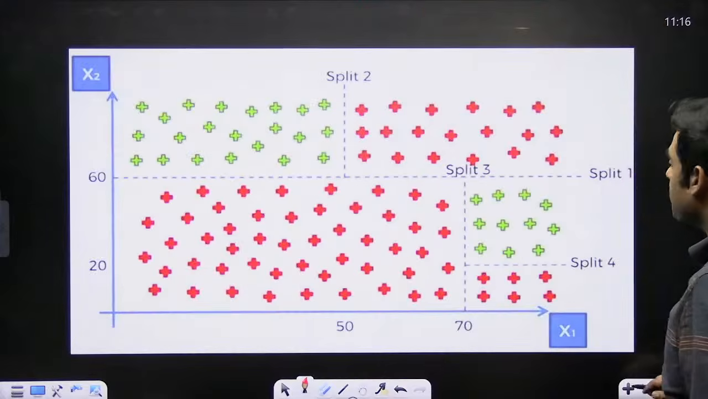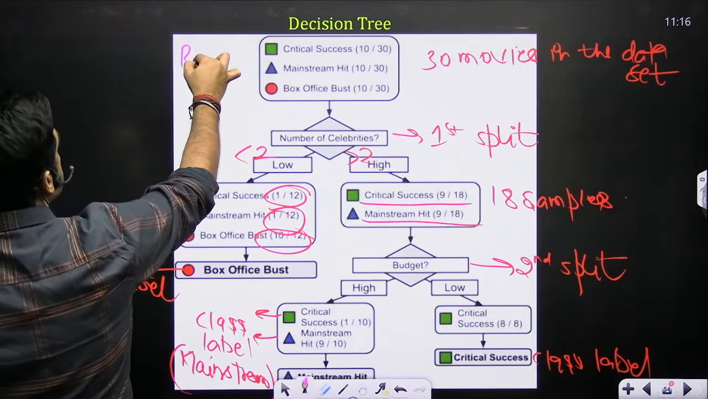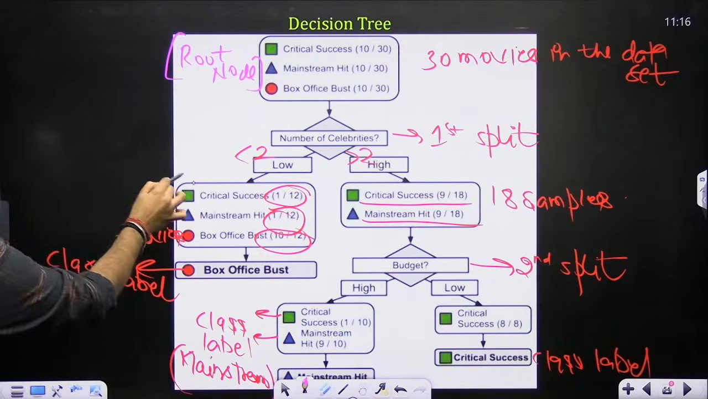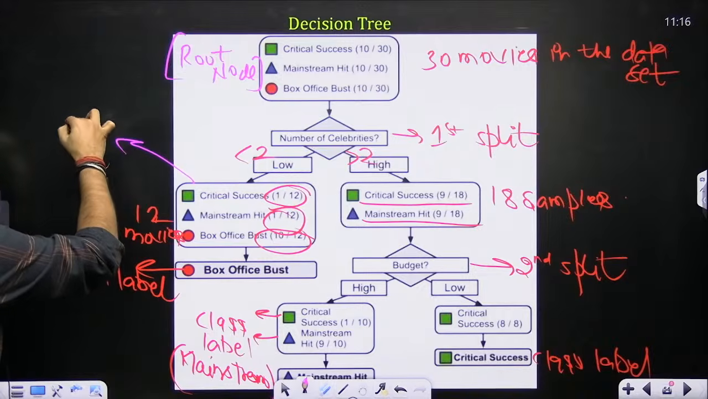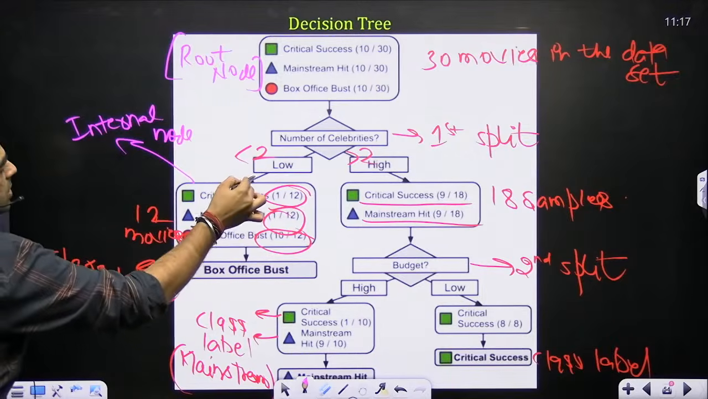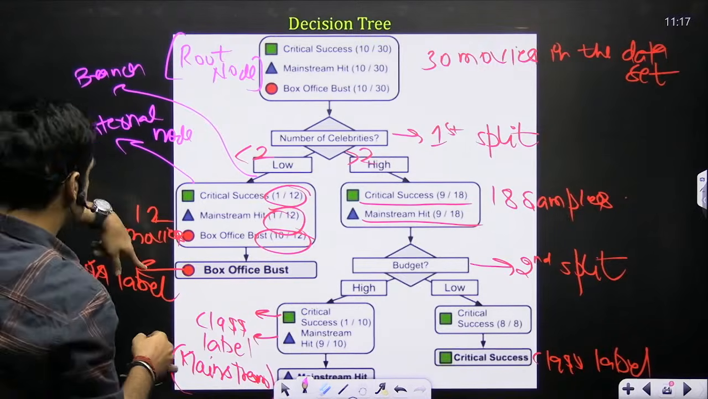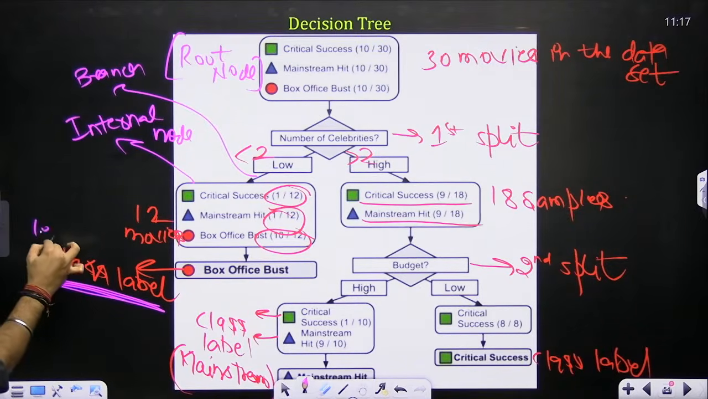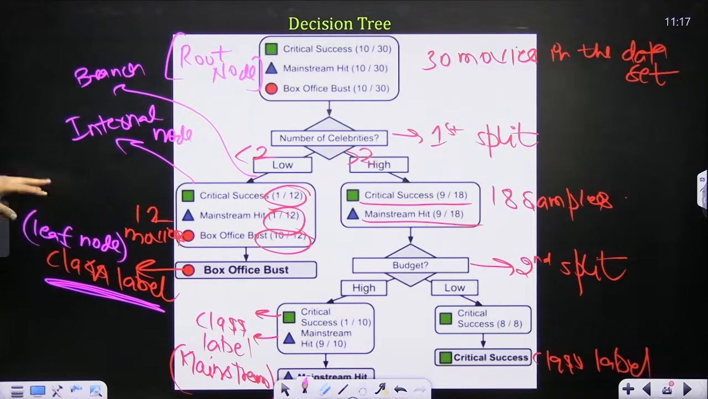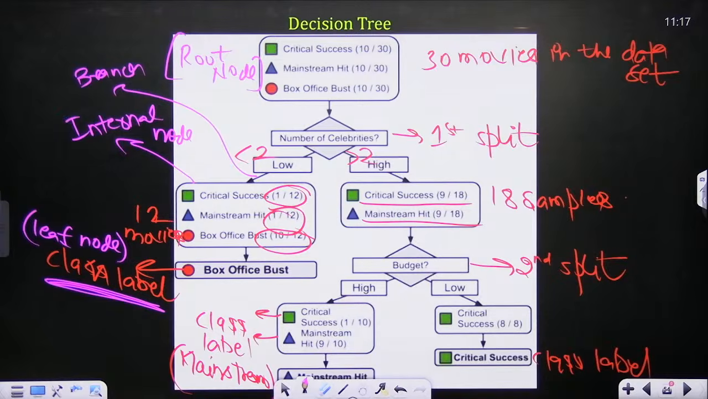So I'll just show you here. For example, this is the root node. This is known as an internal node. This is a branch. And this is the class label, so this is the leaf node. So guys, just make it a diagram and write all these things. I request everyone, please make this.